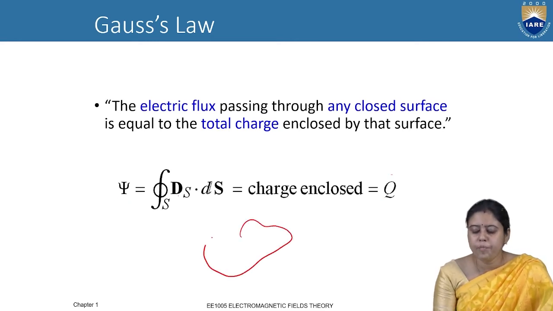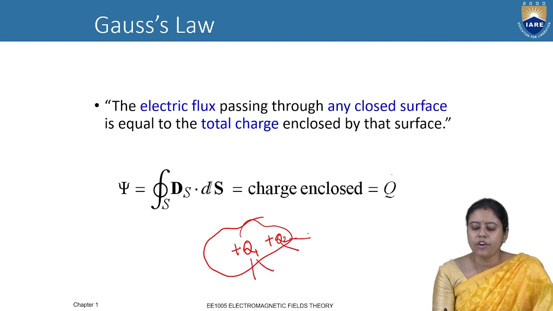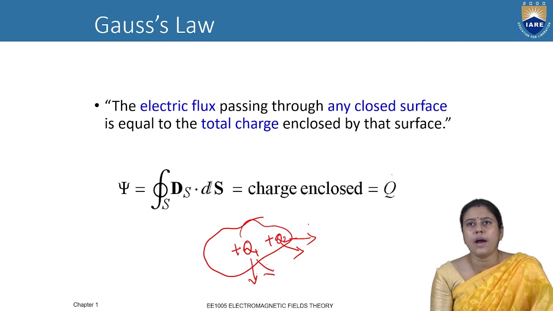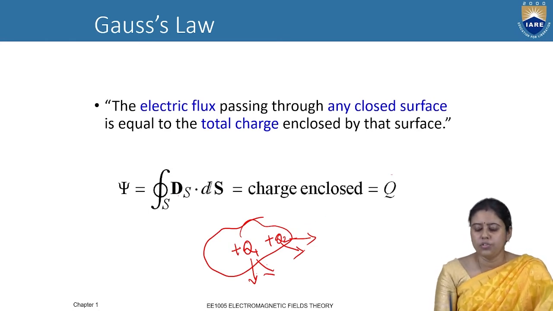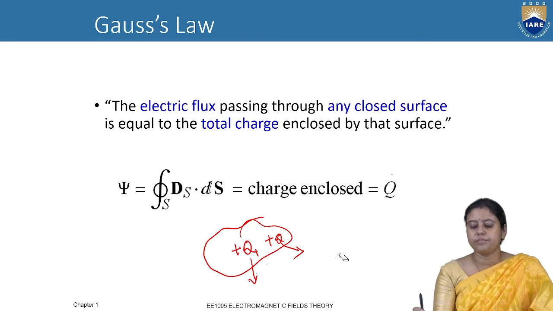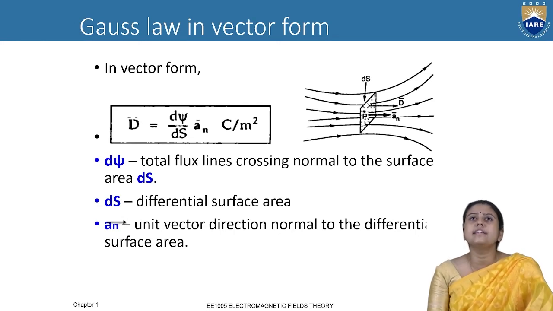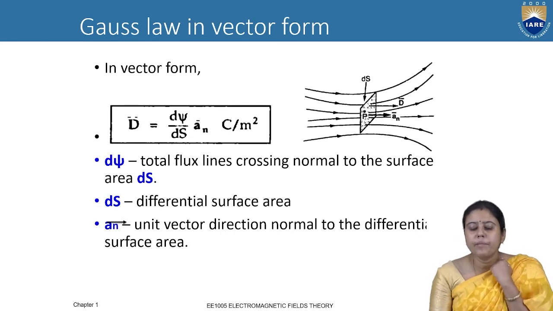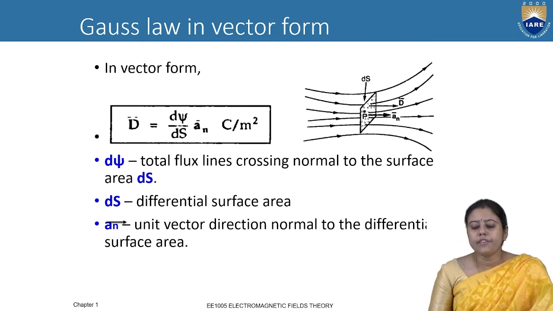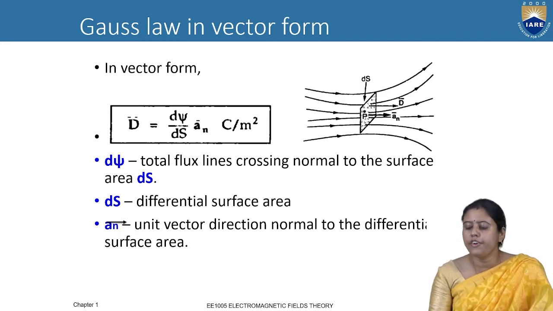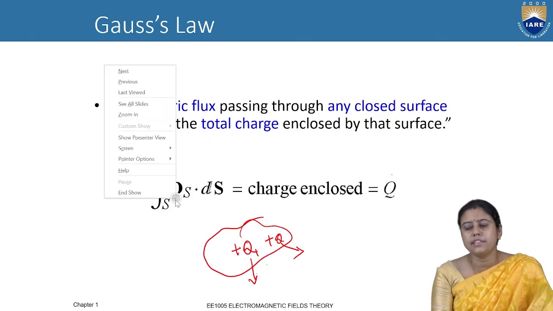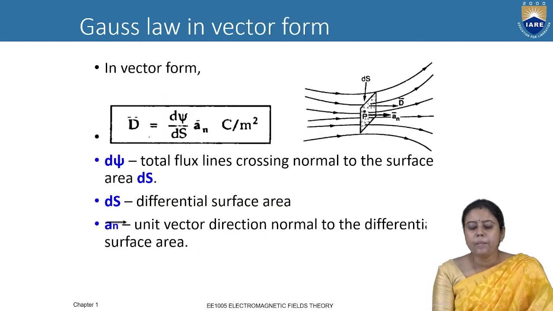What does it mean? If we have a surface and there is one charge q1 and another charge q2, and the lines of flux are coming out, then the number of lines of flux is equal to the amount of charge enclosed. If we want to write it in vector form, we already said in the previous slide that it is a vector quantity.